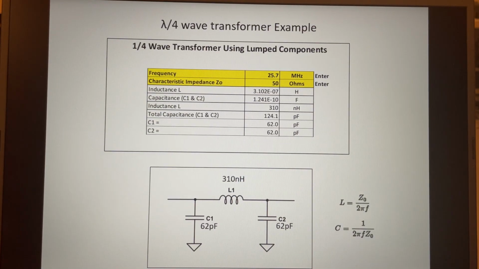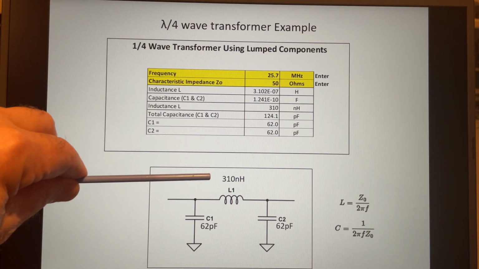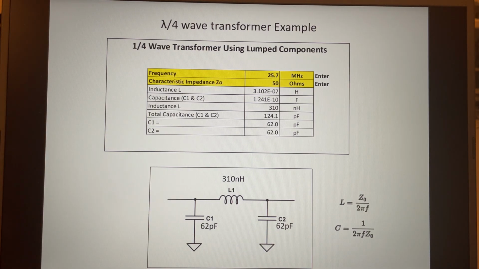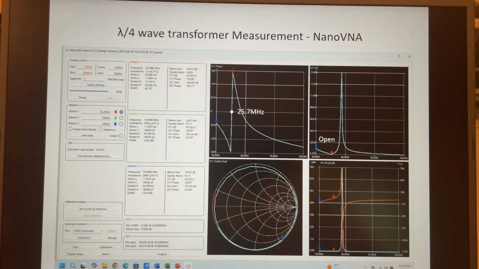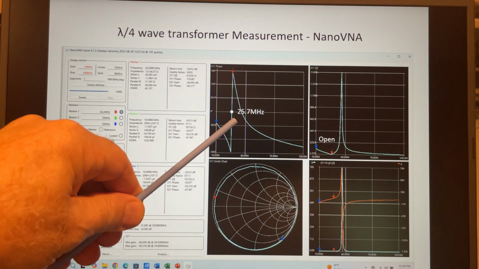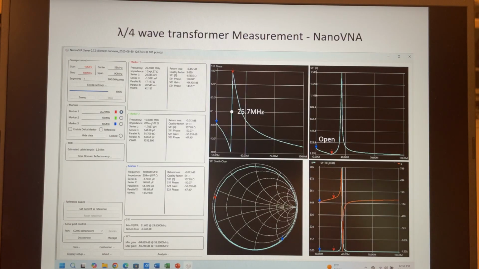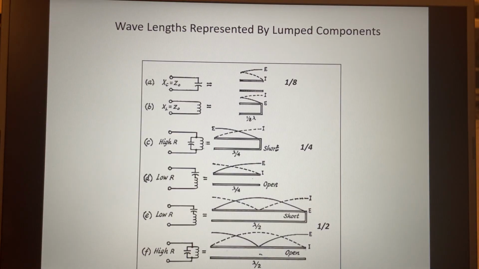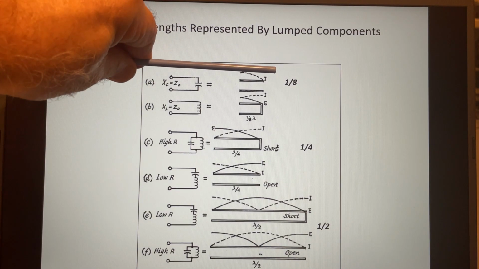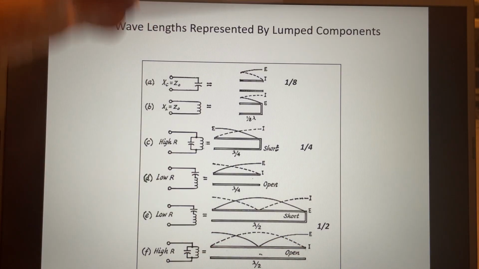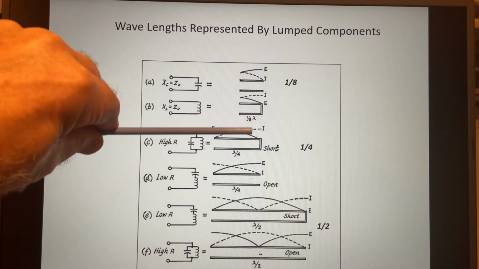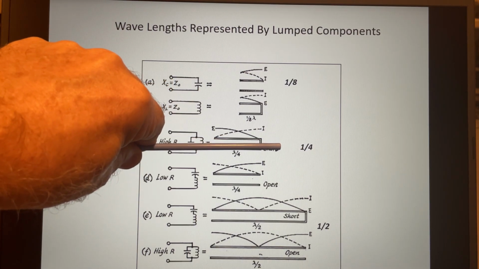So there's the circuit we just tested, the 310 nanohenry inductor and the 62 picofarad capacitors. And here's the slide showing what it looked like on the NanoVNA, with the quarter wave frequency being 25.7 megahertz. Just to wrap up, you can also use lumped components for 1/8 of a wavelength, half a wavelength, and other fractions in between. We just demonstrated the quarter wavelength today.